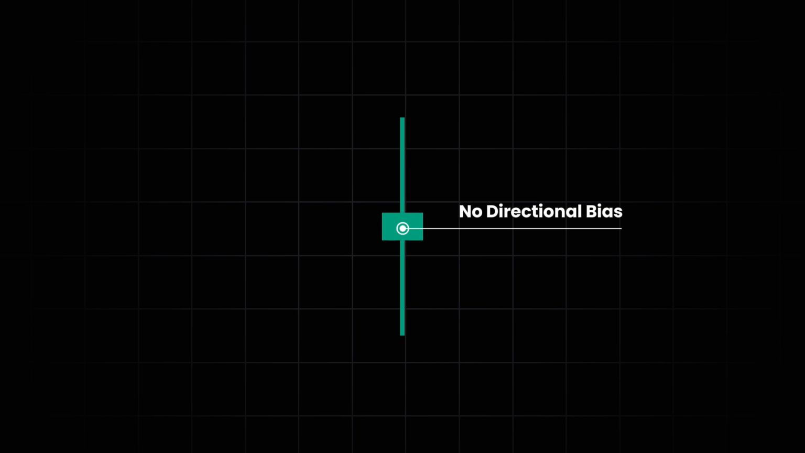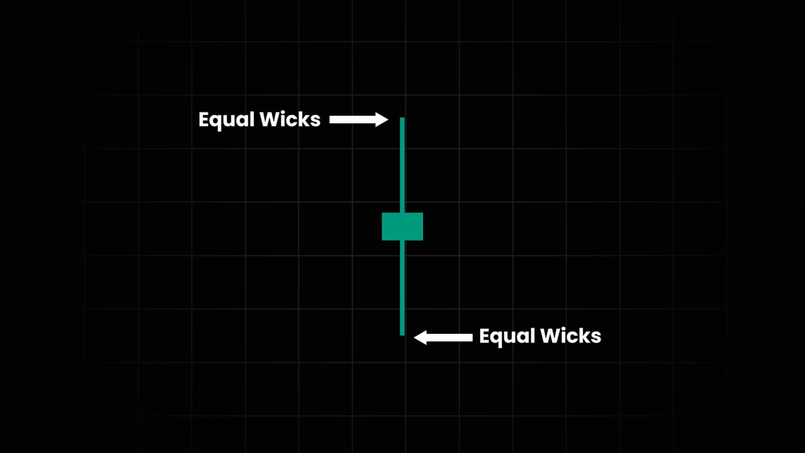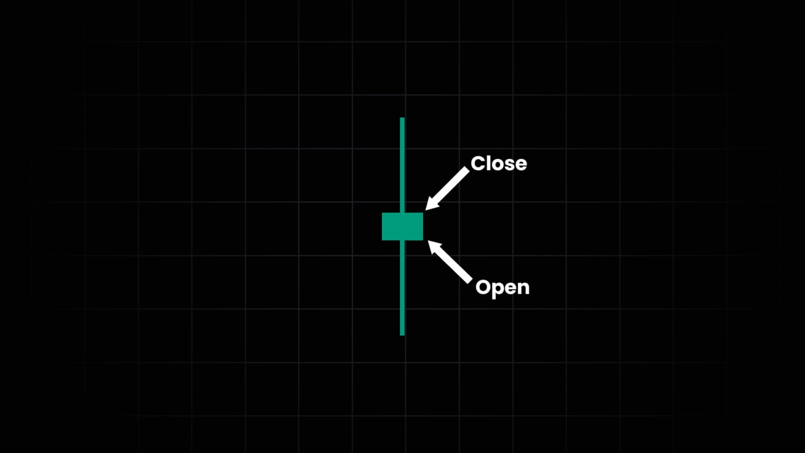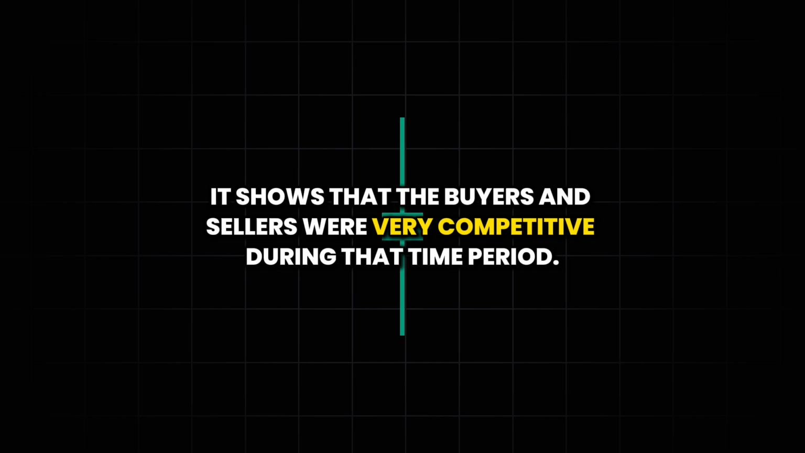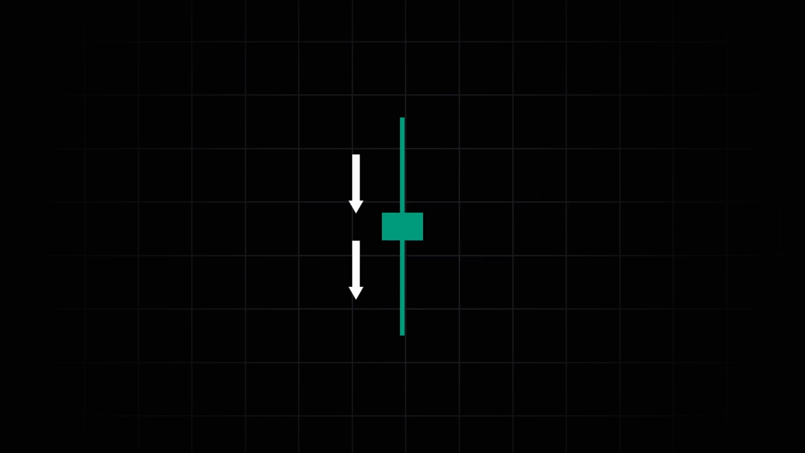A doji candle is characterized by a candle with approximately equal wicks above and below a small body. The open and close are somewhere in the middle of the candle and the body of the candle is very small. It shows us that the buyers and sellers were very competitive during that time period. The sellers try to push the price down while the buyers push the price upwards. In the end, they were both equal to each other and the price closed near the open.